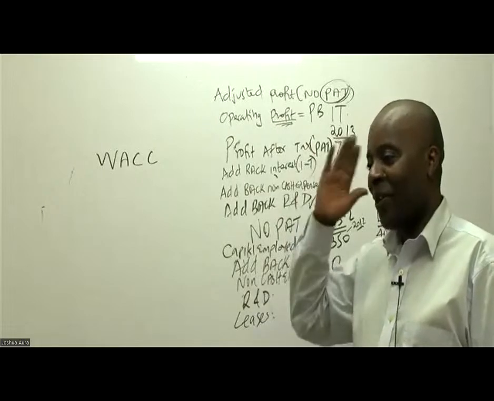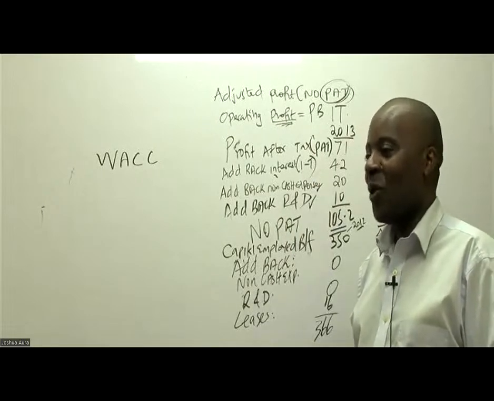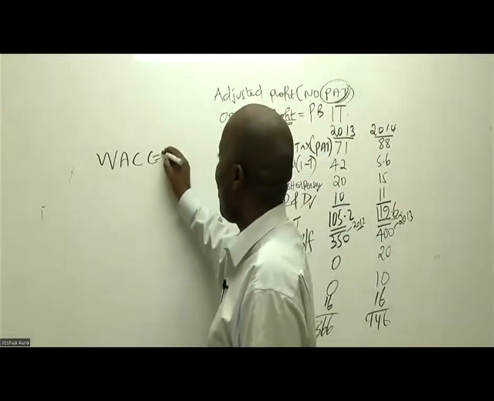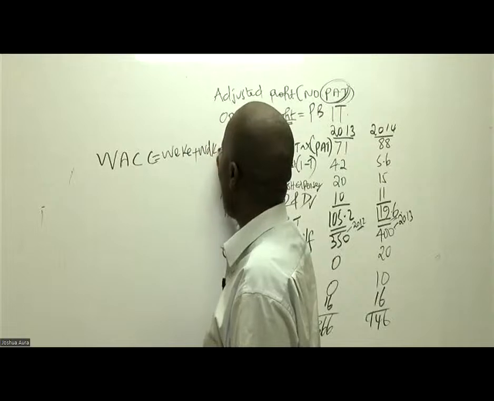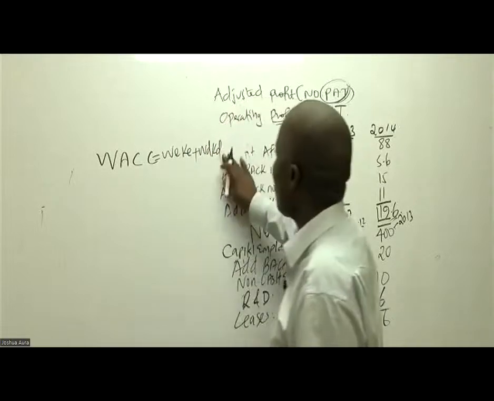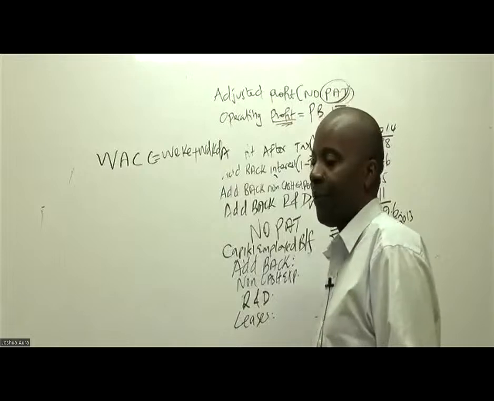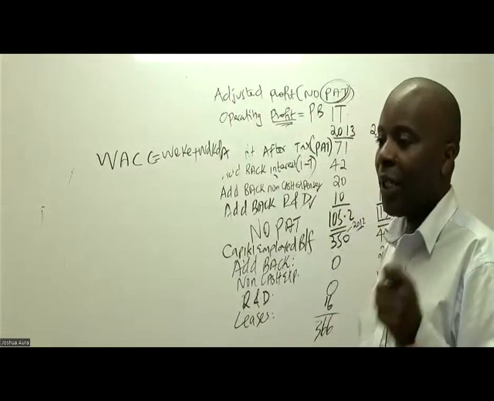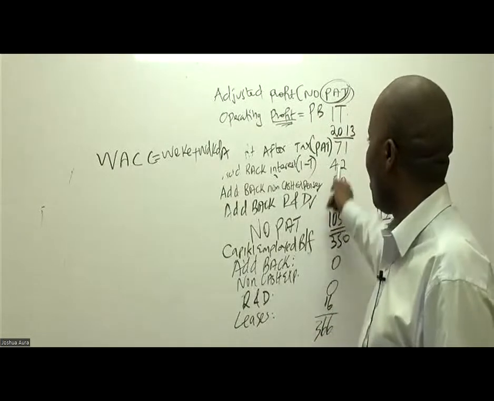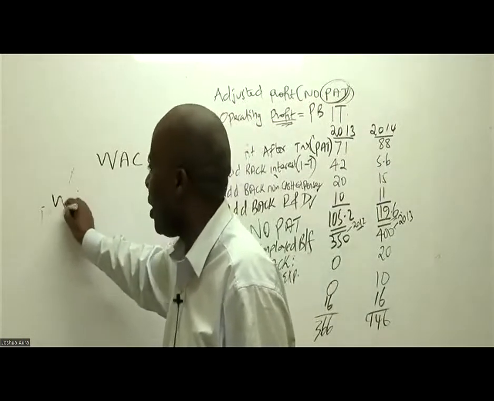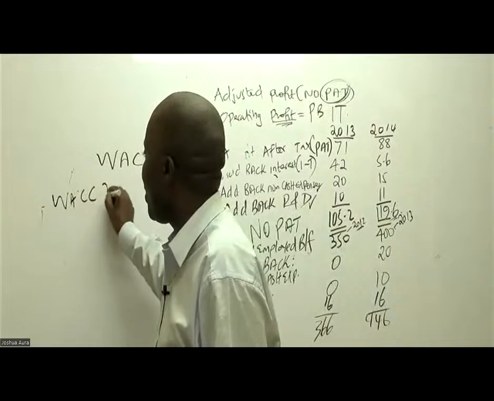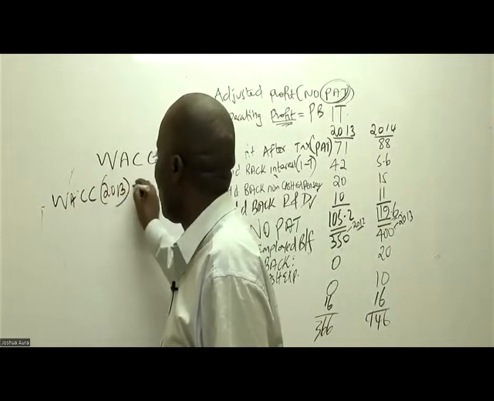Great. So WACC is equal to weight of equity times cost of equity, plus weight of debt times cost of debt, but which cost of debt? Cost of debt after tax. Remember, we'll compute two WACCs. Give me the WACC of the year 2013.